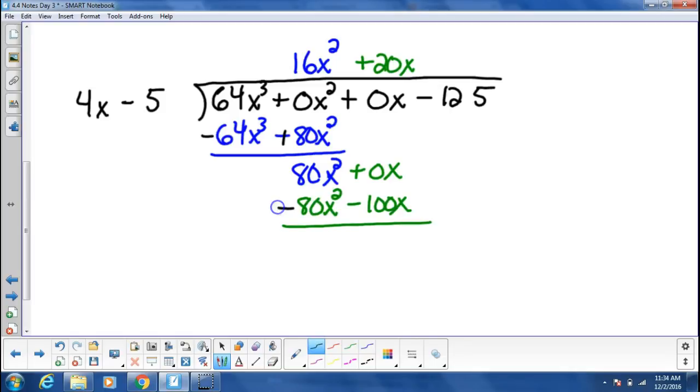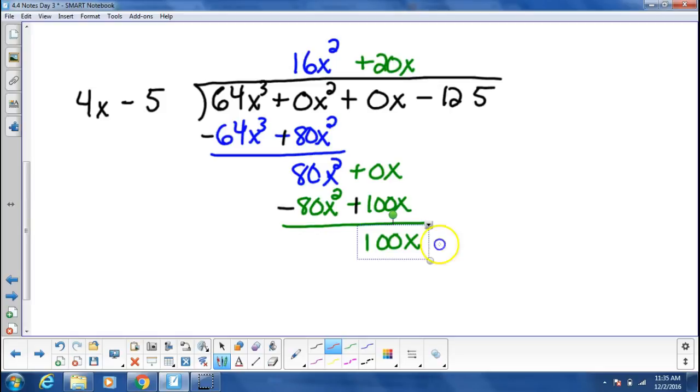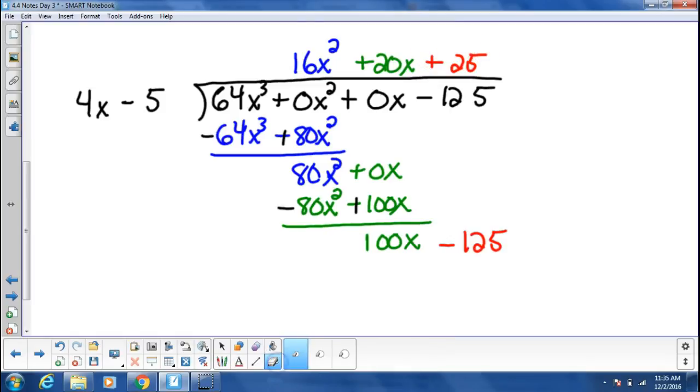Switch and switch. Gets me to 100x. Drop the, oops, that should have been green. Oh well. There we go. Now we can make it be green. And minus 125. And then that's going to be plus 25. Oh, that's a bad 5.